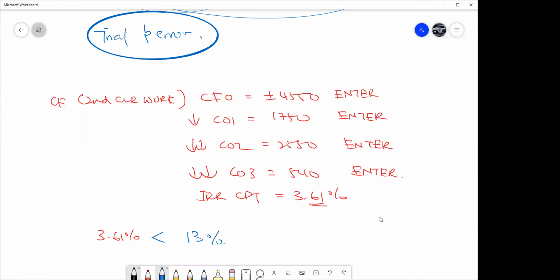For F01, you don't key in anything. You just skip it. You click the arrow 2 times. Don't key in anything into F01. So in your calculator, you skip the F01. Just key in C01, 1750, and click enter. That's why I told you to click the arrow 2 times. You see C02, then you key in 2550, and click enter. Then you go down some more, you get C03, and key in 540. You enter, then click on IRR and compute.